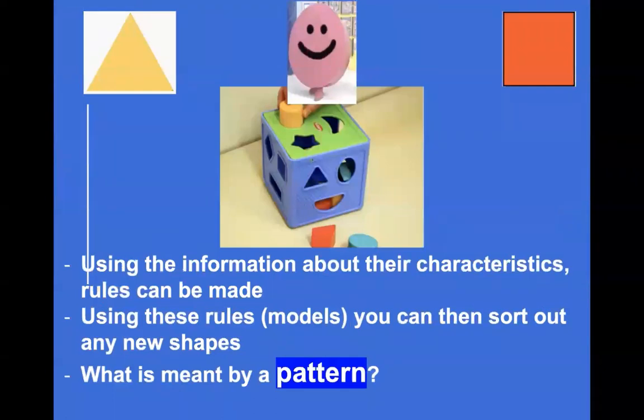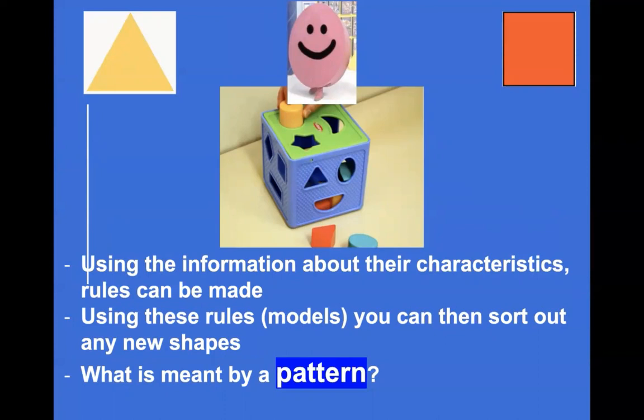Now, using the information about the characteristics, we can make rules. So triangles, they all have three sides. Squares, they all have four sides. Using these rules, you can sort out any new shapes. So let's say we get a new shape that has four equal sides. What shape do you think it would be? If it has four equal sides with four 90-degree angles, it would be a square.